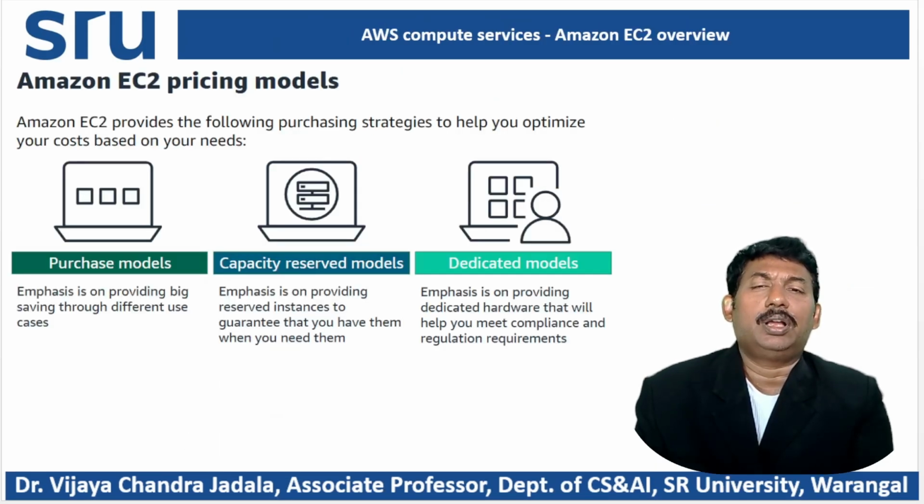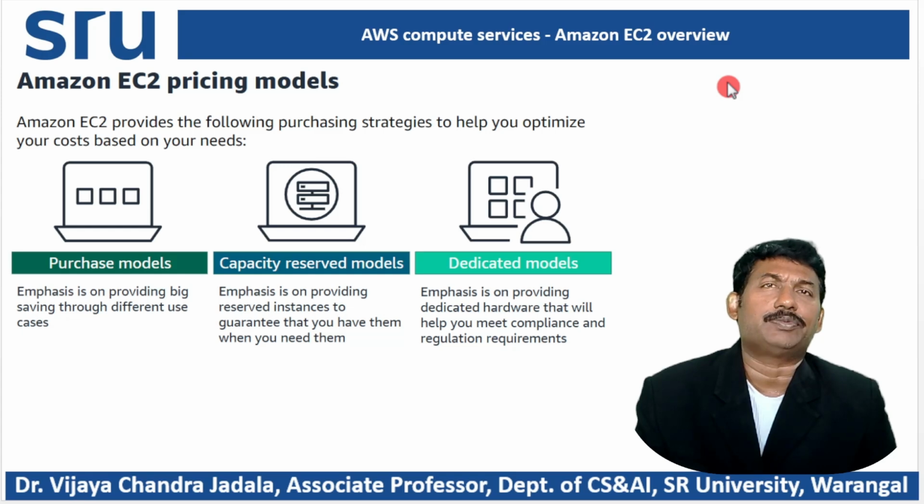Then comes the Amazon EC2 pricing models. When we discuss the overview of Amazon EC2 pricing models, there are three different types of pricing models which will appear. The first one is the purchase model, next is the capacity reserve model, next is the dedicated model.